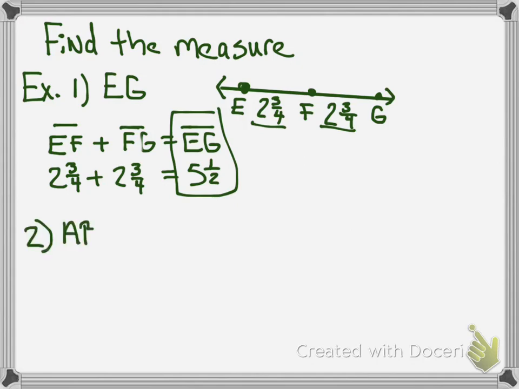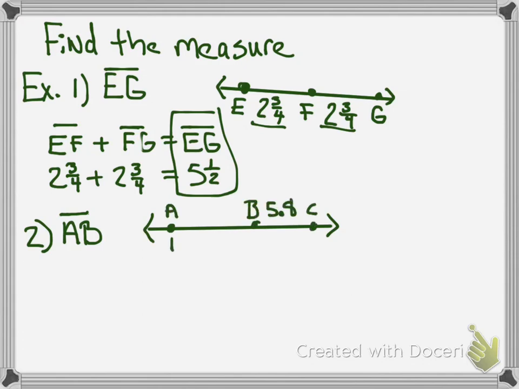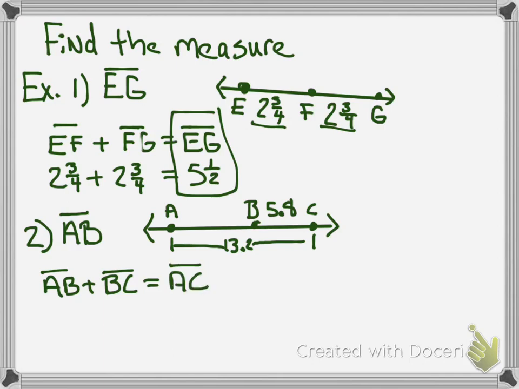If you were to look at another example, we're going to find AB. But notice this time B is in the middle, or B is in between A and C. And I'm telling you here that AC is 13.2. So if you take notice, AB and BC add up to AC. But when I put the numbers where they go, the 13.2 goes in place of the AC, the 5.8 goes in place of the BC.